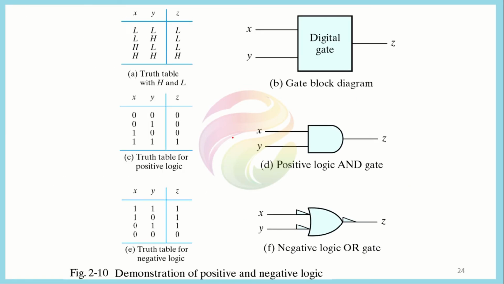Say this AND gate represents a positive logic. Here is the truth table like this, and this represents negative logic here. For the negative logic, we often use this sign to show that we are using the negative logic, this one and this one, and it is represented as this truth table.